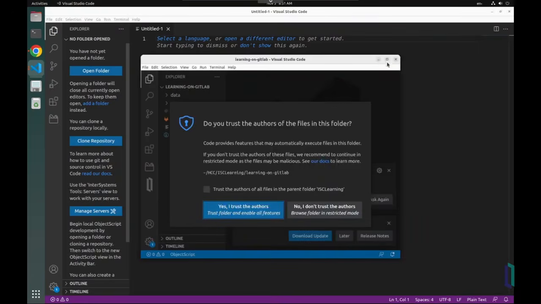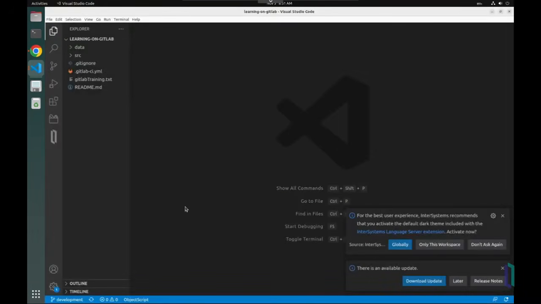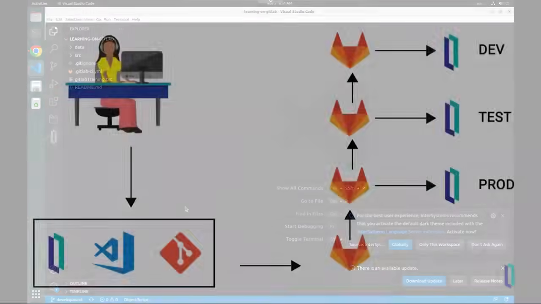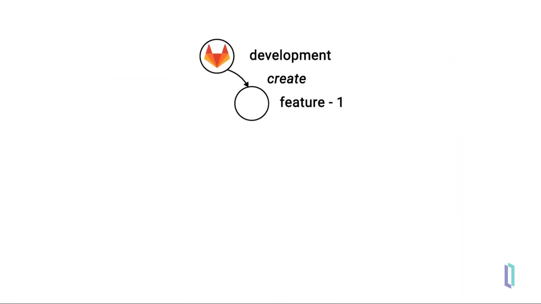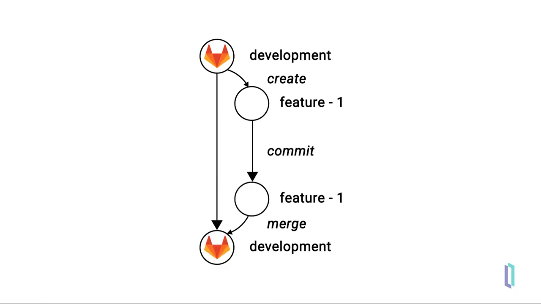In the bottom left corner of VS Code, you can see which branch you have checked out and the status of that branch. In the Explorer, you can see that branch's code. You have now cloned your repository to your local IDE. Now you will see how to develop a feature using source control. You will first create a new feature branch based on the latest development branch, then make edits and commit them to the feature branch. Then you will merge the feature branch back into the development branch.